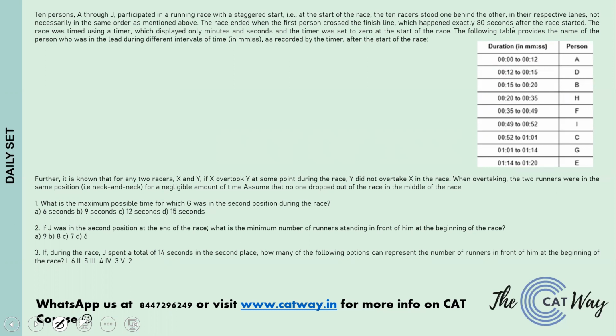So in the first 12 seconds, A was in the lead. In the next 3 seconds, D was in the lead. For the next 5 seconds, B was in the lead. Then for 15 seconds, H was in the lead, and so on. And what we have been given is that E finished the race first.